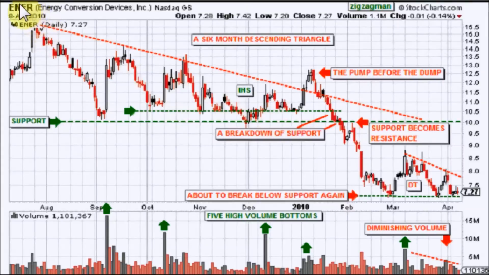Take, for example, ENER. This is a descending triangle that took almost 6 months to develop on a daily chart. When it finally broke through this area of support, both of these green lines, the pattern was successful in predicting that the stock would fall from $10 down to nearly $7. So that is a bearish chart pattern that when support is broken, you can expect a pretty serious move to the downside. And we'll look at a number of different charts, both bullish and bearish, continuation and reversal patterns.